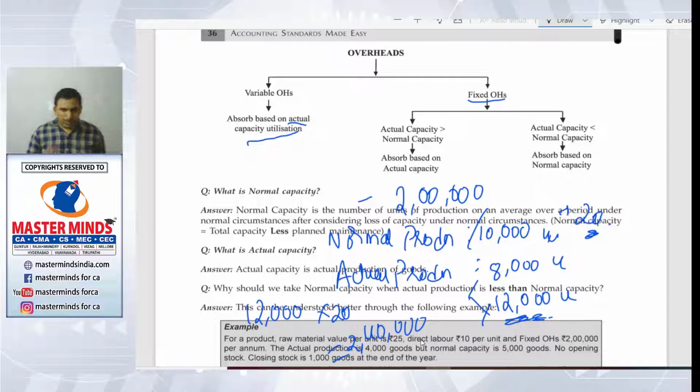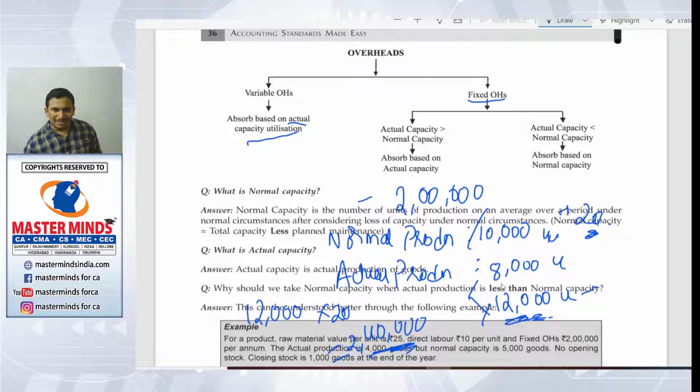Whenever actual production is greater than normal production, what will happen? You have to do the valuation, and allocate it based on the actual and not normal. Why, sir? This is the simple reason. Now what is happening here? If we take per unit as per normal, the cost will increase. So you can never do like that. You can never record some cost which is not actually incurred. A cost that is not incurred should not be written, right?